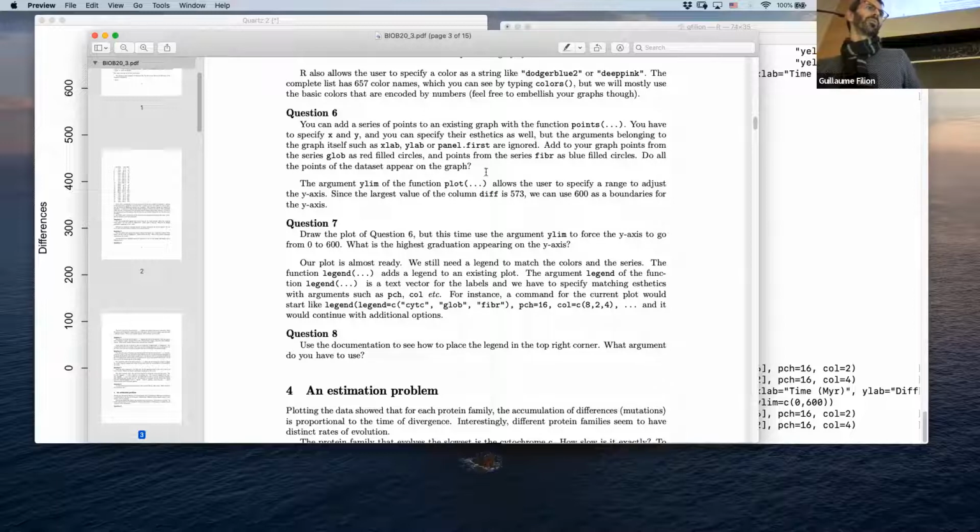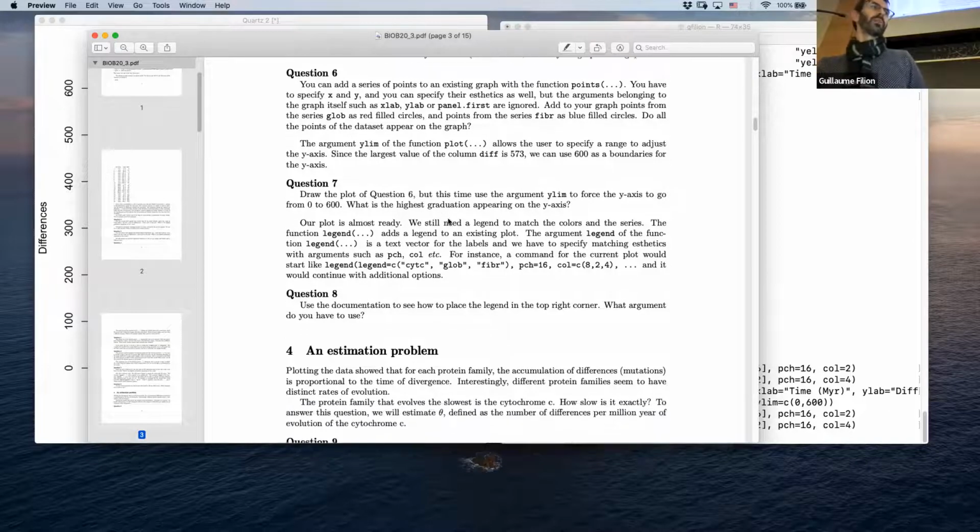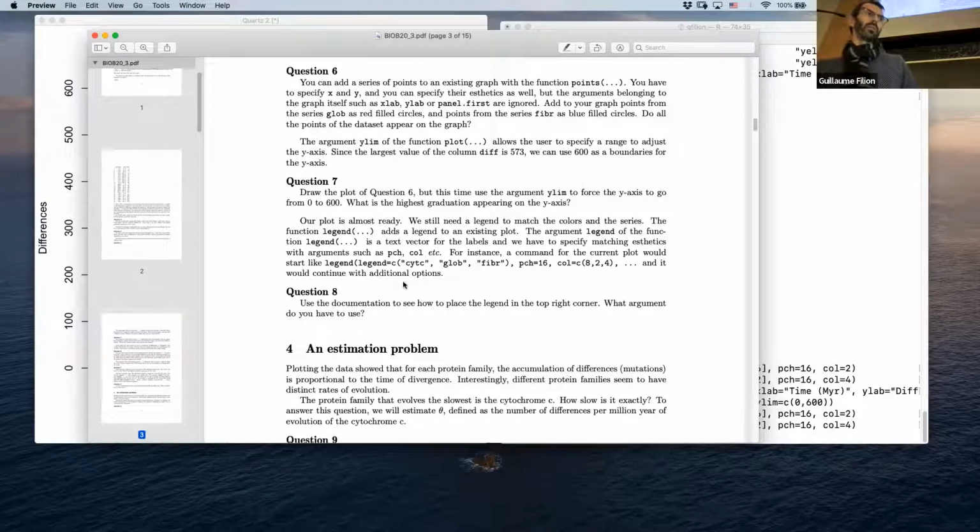do all the points appear on the graph? No, indeed. Okay, the answer to 6 is no. Not all the points appear on the graph because they have been cut by the previous call to plot. So back to question 8.